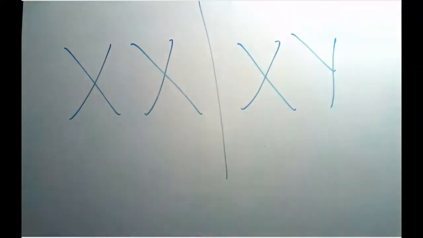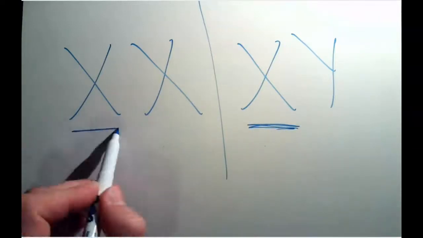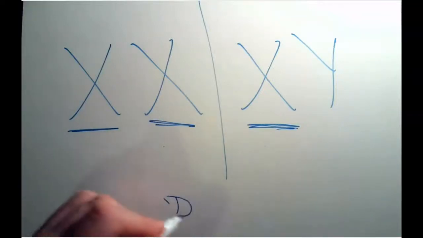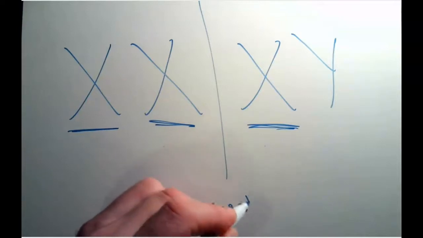Let's move on to X-inactivation and dosage compensation. So we're right back to where we started. Males and females. Males have 1 X chromosome. That's what determines gender in males. Females have 2 X chromosomes. That is a dosage problem.